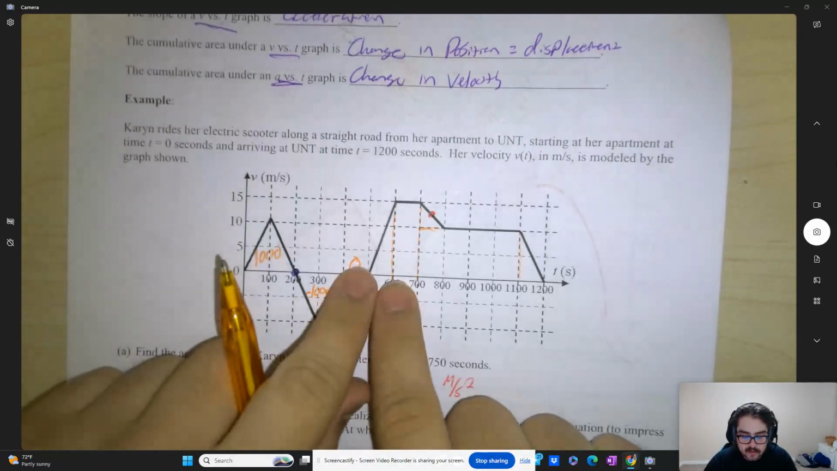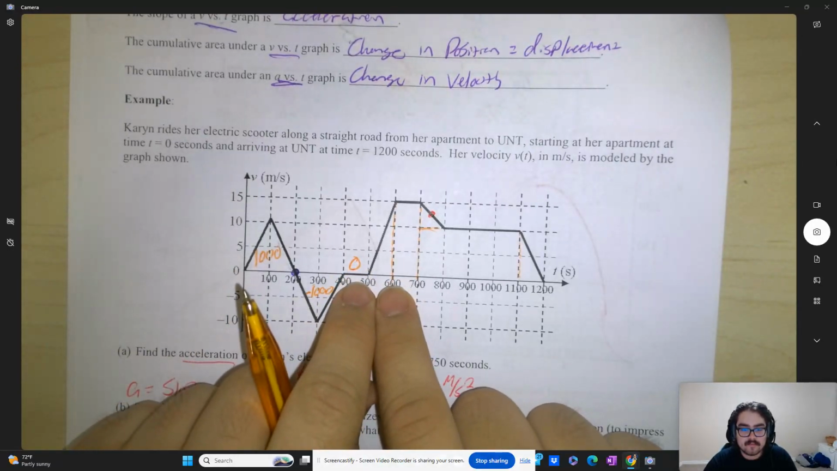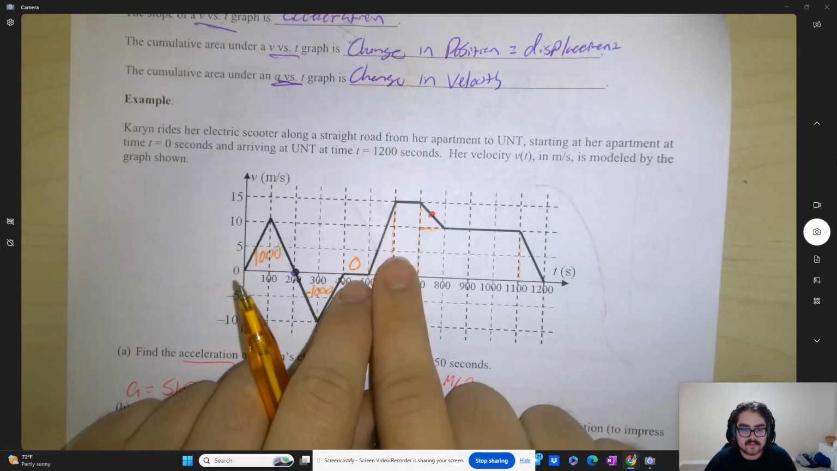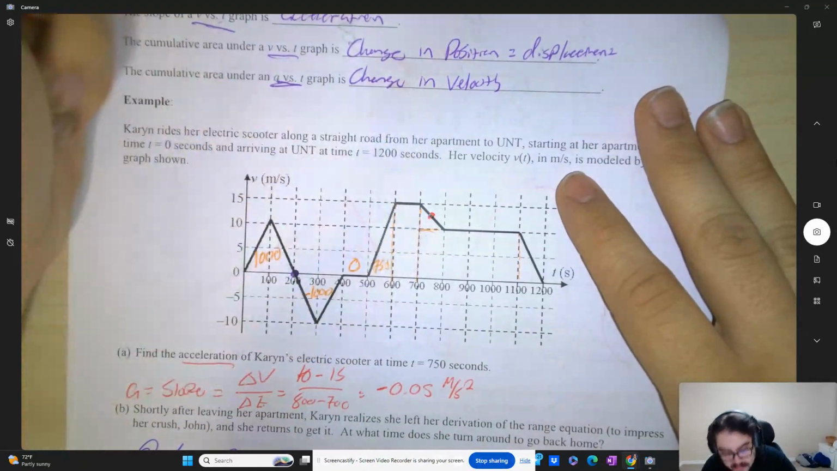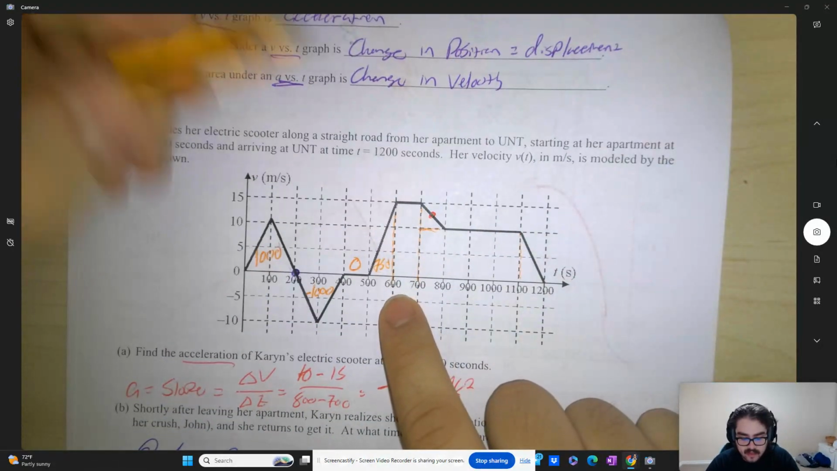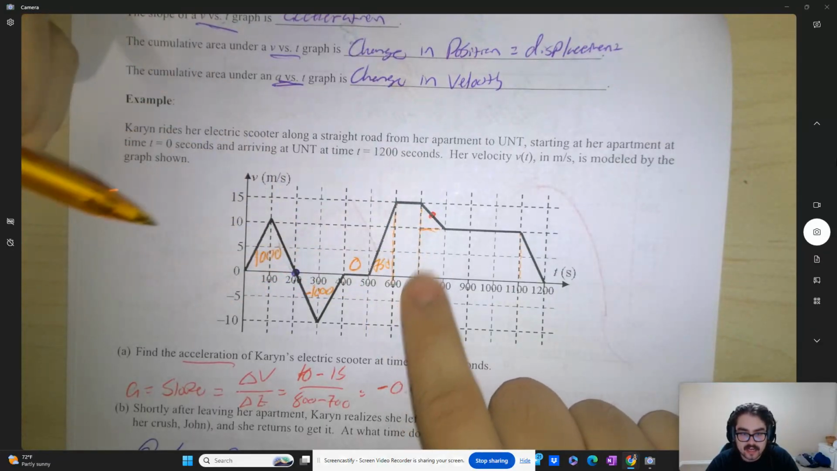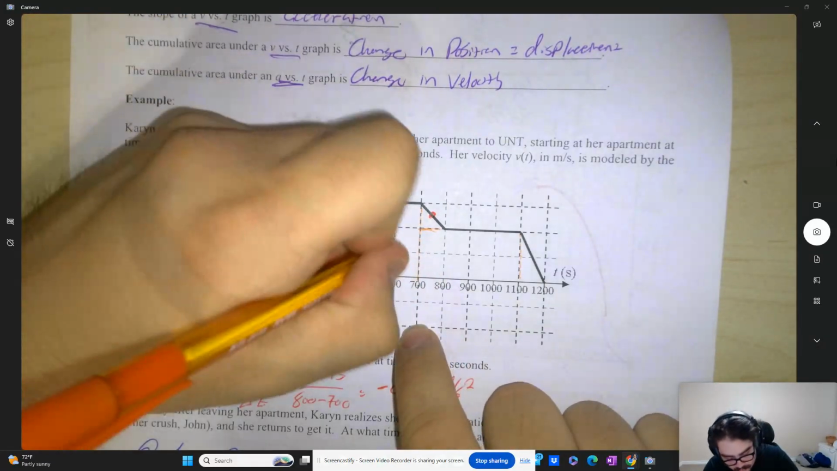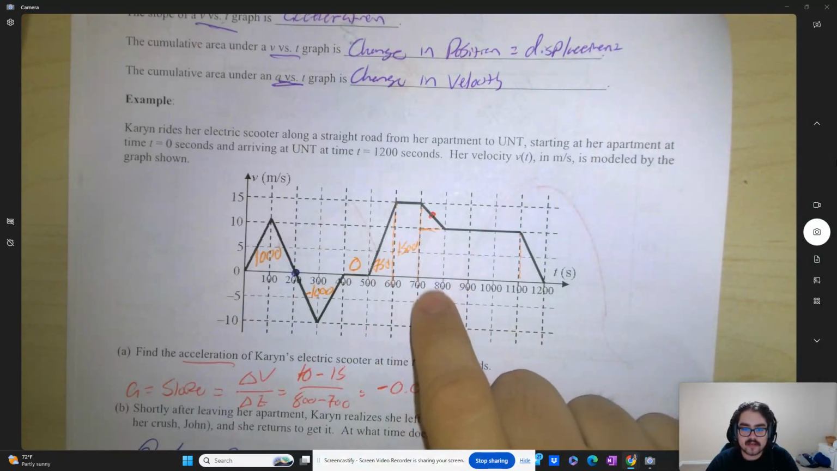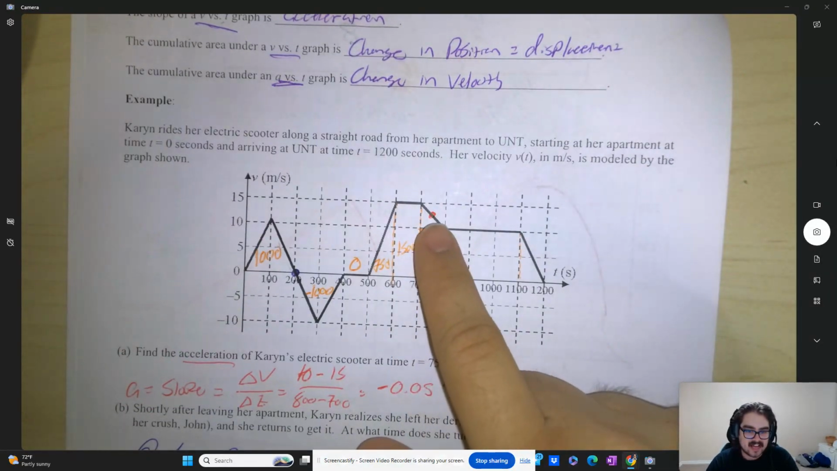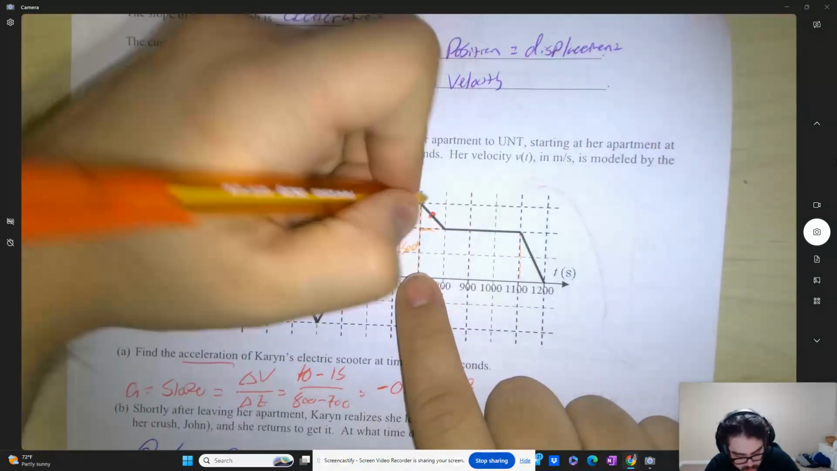For this small triangle on the left side, our B is 100, our height is 15, and then 1/2 that. So I end up getting 750 for that. This rectangle has a width of 100 and a height of 15. This gives me 1500. This tiny little triangle has a base of 100 and height of 5. I end up getting 250.